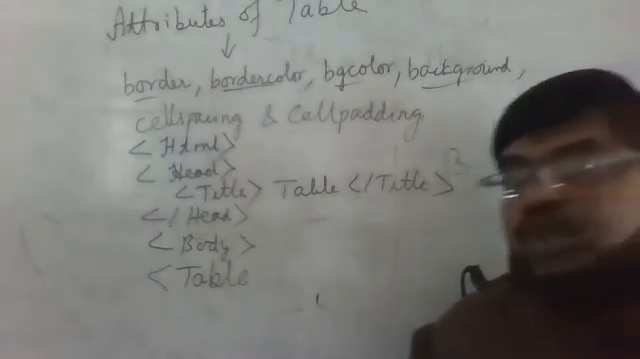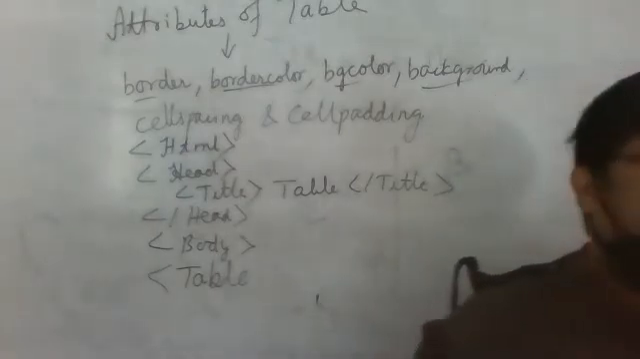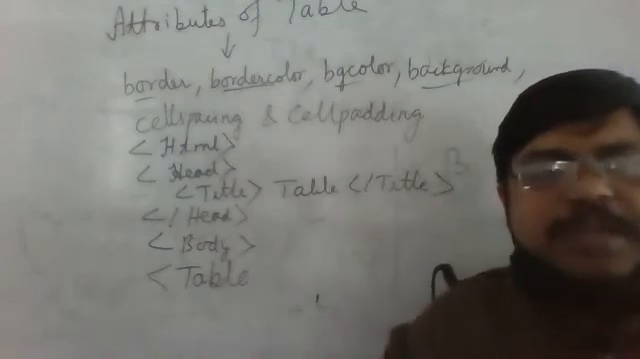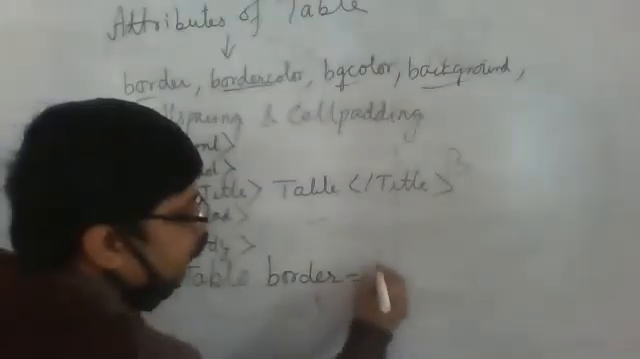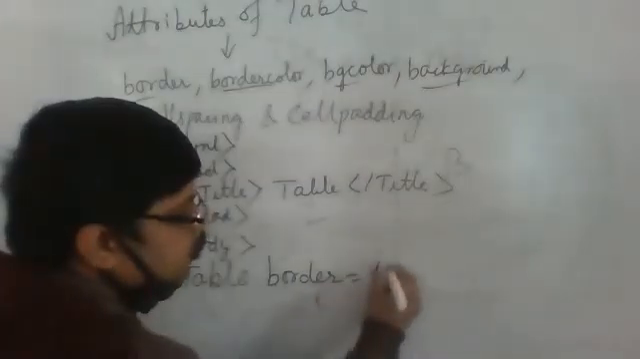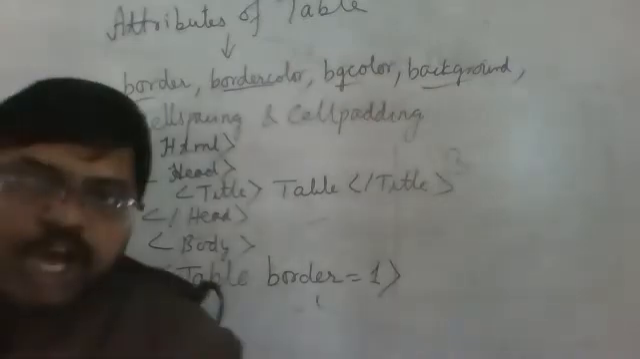So it is mandatory to use border equal to 1 in every table. At least give 1, so that you can get the border. Otherwise, there will be no border, only data, and you cannot predict whether this data is a single one or a double one. So I must use border equal to 1 here. Now I'm going to explain all these attributes first, and then I will show you a simple table containing data.